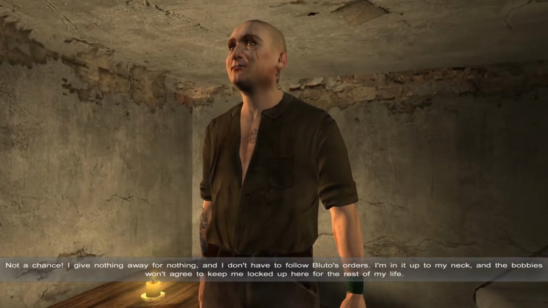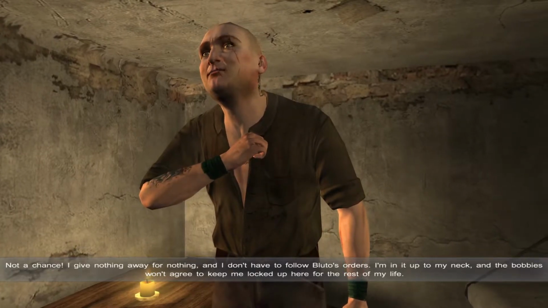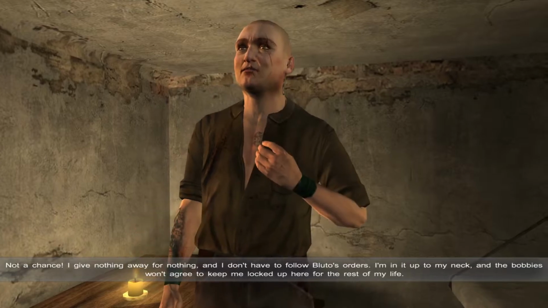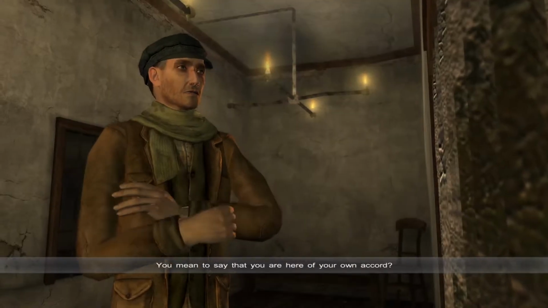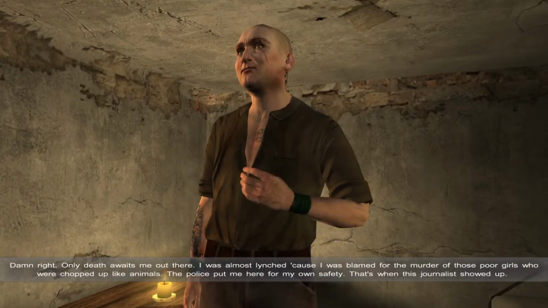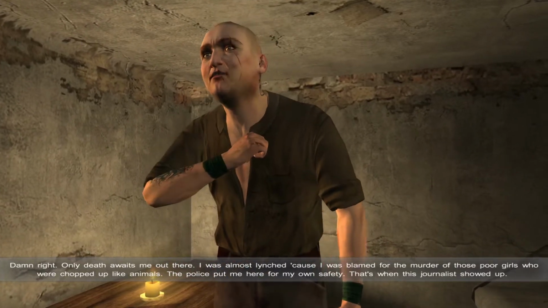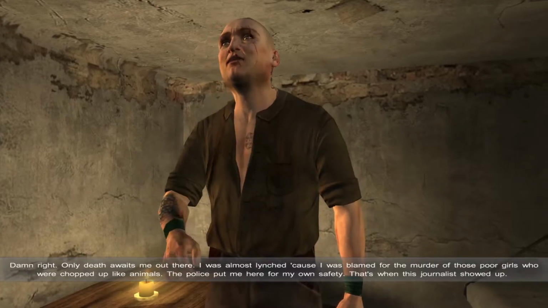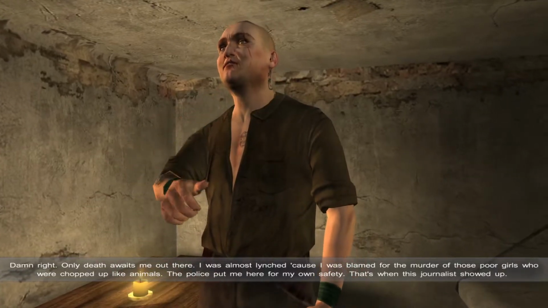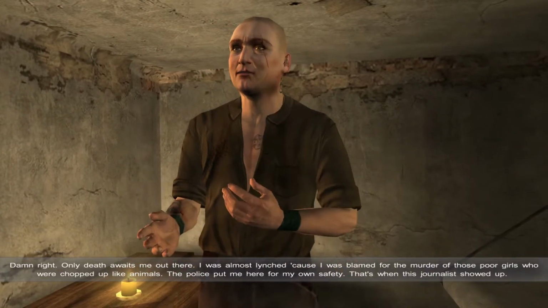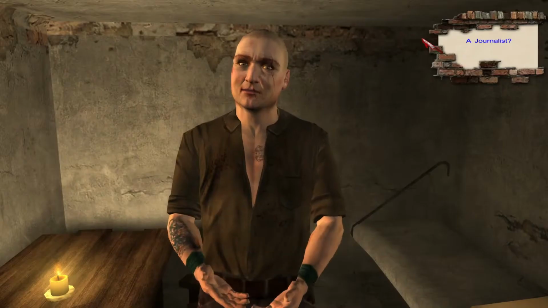I don't have to follow Bluto's orders. I'm in it up to my neck, and the bobbies won't agree to keep me locked up here for the rest of my life. You mean to say that you are here of your own accord? Damn right. Only death awaits me out there. I was almost lynched because I was blamed for the murder of those poor girls who were chopped up like animals. The police put me here for my own safety. That's when this journalist showed up.